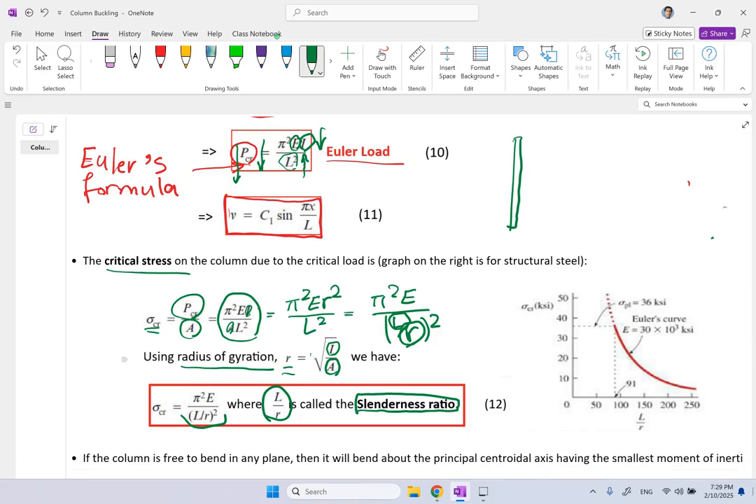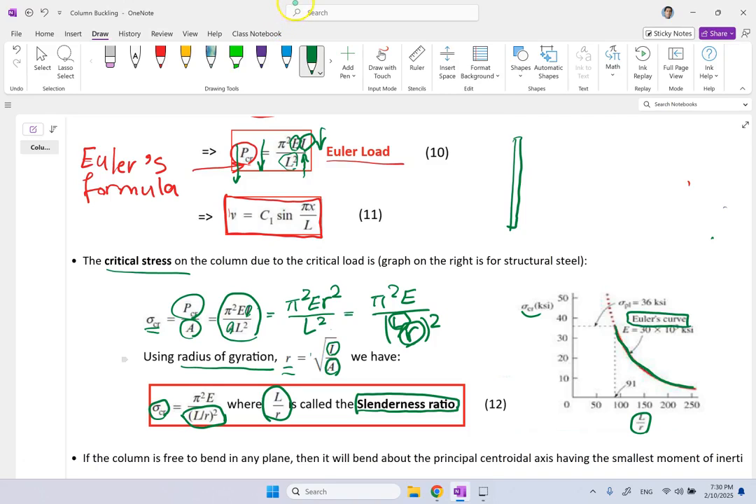The bigger the radius of gyration, what does it mean? It means the bigger the critical load or the critical stress. The bigger the length, the smaller the critical stress. So you see, sigma critical is inversely proportional to the slenderness ratio to the power 2. So if you plot sigma critical versus slenderness ratio, you're going to get this curve here. This 1 over x squared curve is called the Euler curve.